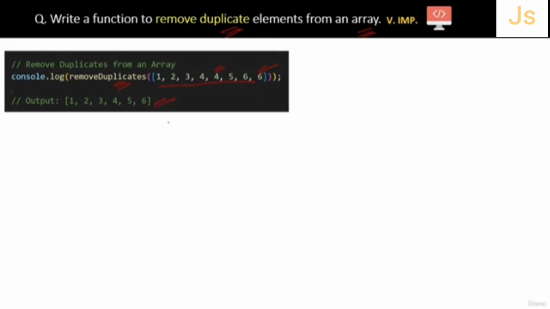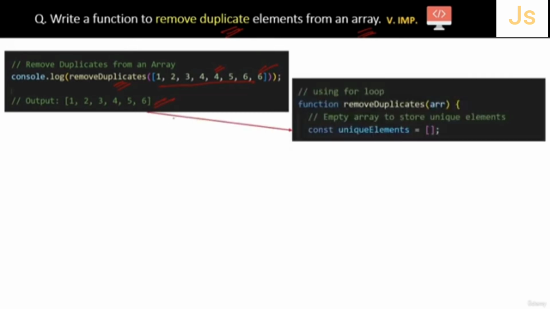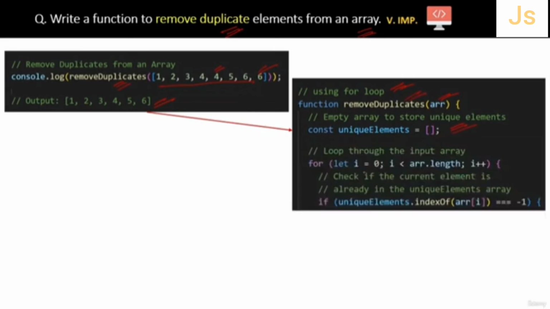And I will show you two ways of doing this. First is the traditional way of using the for loop, and you will pass the array as the parameter in the function for this first, and then create one empty array, uniqueElements, to store the unique elements. Okay, then you will loop through all the existing elements of the parameter array one by one. Now inside the for loop, you will check in the new uniqueElements array if the index of the current element is equal to -1 or not.